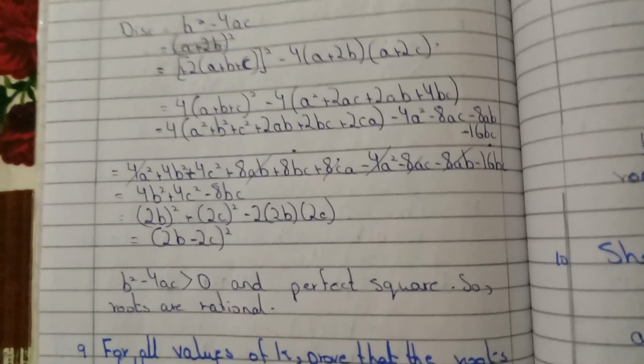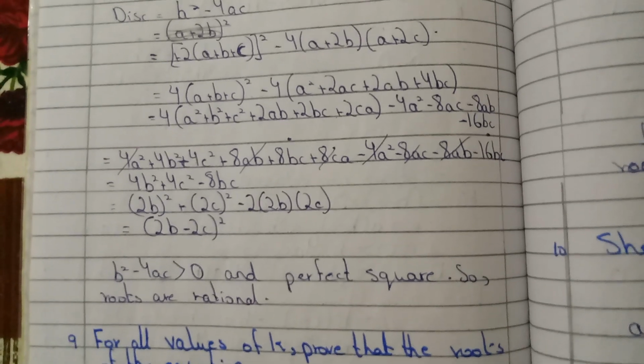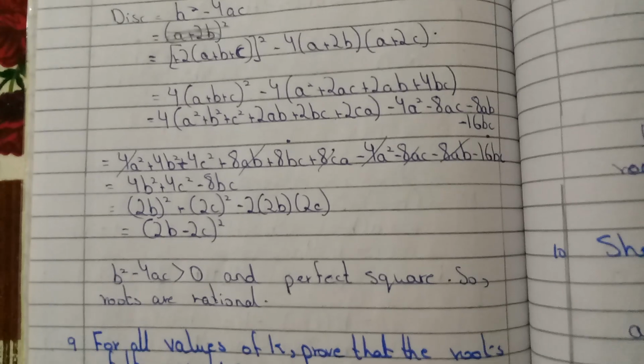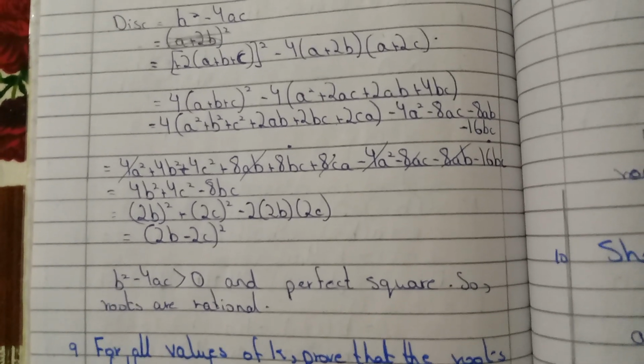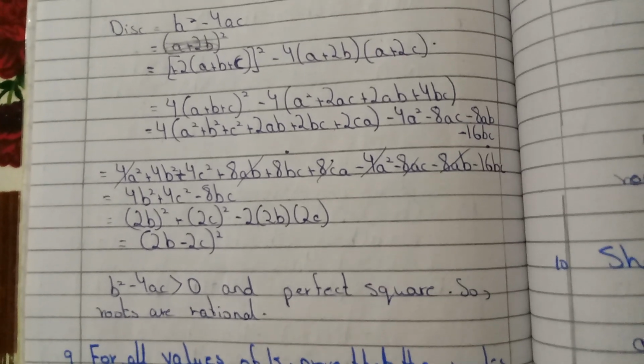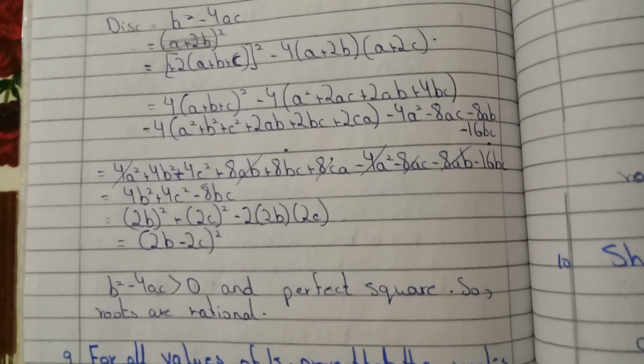It is an open formula, we have to close it. We have got 2b whole square plus 2c whole square minus 2 bracket 2b multiplied by 2c. Close this formula. We have got a whole square. It is also a square, greater than 0, so it is a perfect square, and the roots are rational.